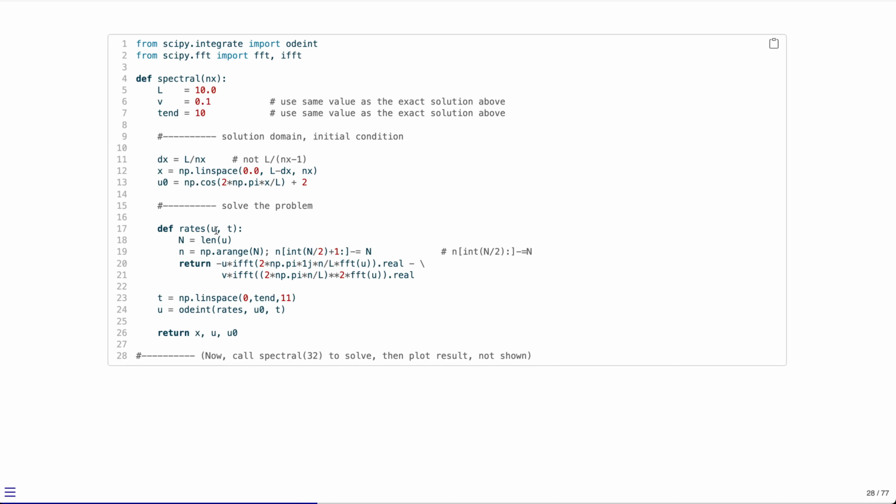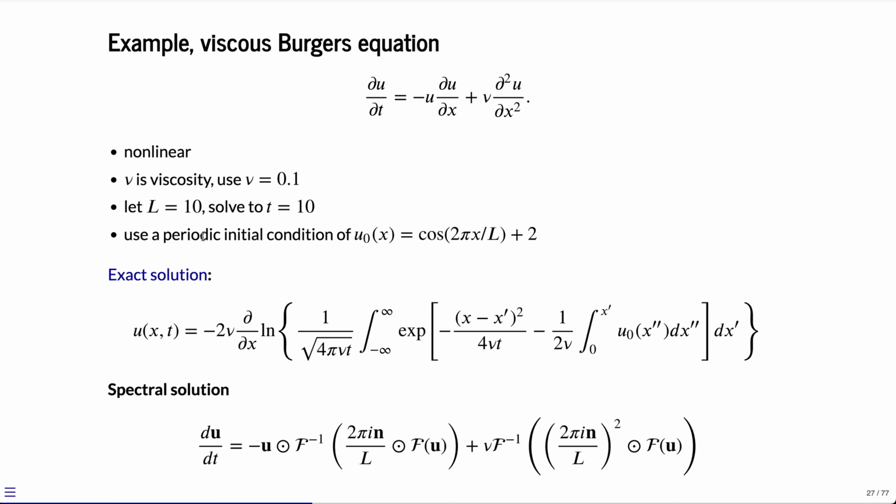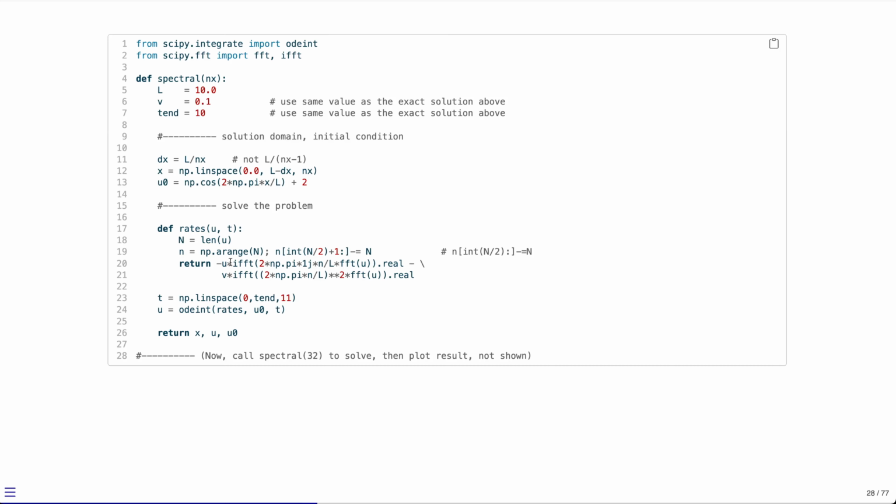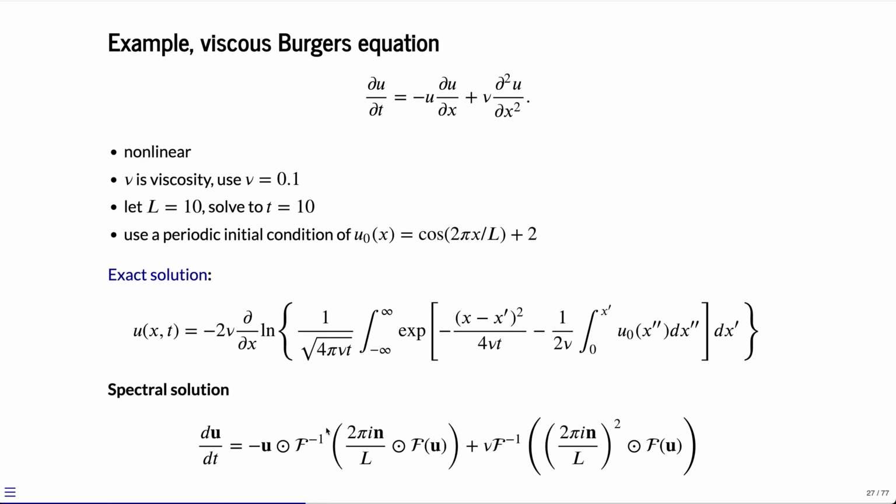And odeint wants the right-hand side, the rates. So this whole right-hand side is the rates. So we make a function for that. We get the number of points as the length of u. And we make the vector of n's. And so it goes from minus N over 2 plus 1 to N over 2. So basically it goes from 0 to N minus 1, and then we just shift it backwards so that it has the right range that we want. And then this is the whole right-hand side. So this line right here is this thing.